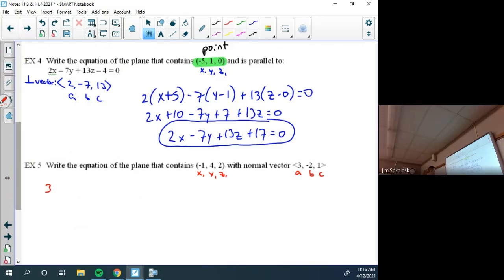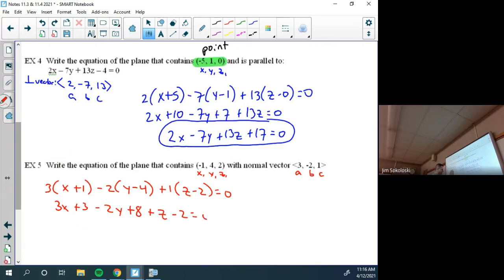Real simple. 3(x + 1) - 2(y - 4) + 1(z - 2) = 0. Now we just straight up simplify. 3x + 3 - 2y + 8 + z - 2 = 0. Shuffle some things around, combine like terms. 3x - 2y + z + 9 = 0.